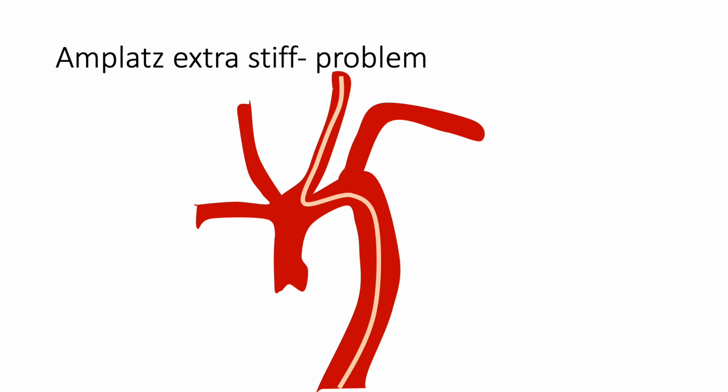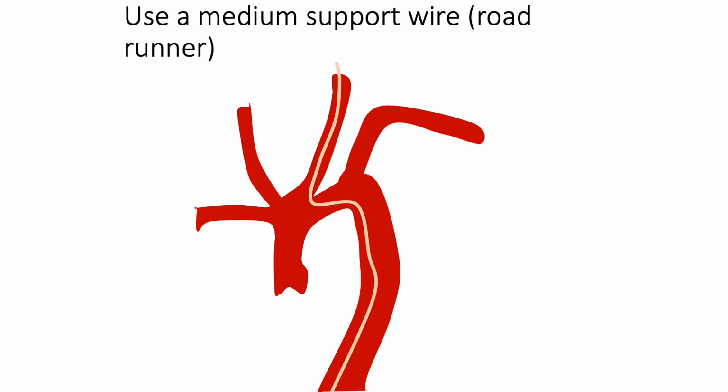Now what do you do? Take an extra stiff wire or a medium support wire across. Now when you take an extra stiff wire, if this angle is very tight, you will have another problem. This is what happens. Just as soon as the soft end crosses and the extra stiff component comes across, it will buckle the catheter into the ascending aorta. If this happens, you must be ready with a medium support wire like a Roadrunner wire from Cook.